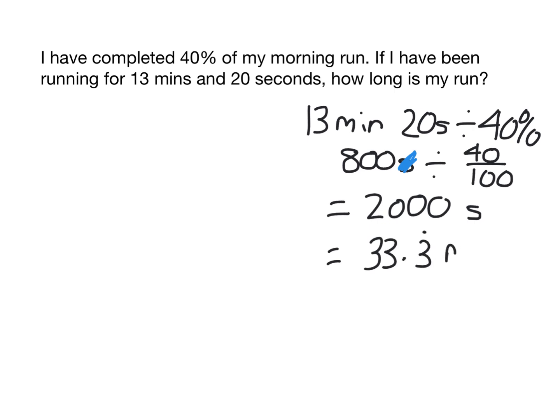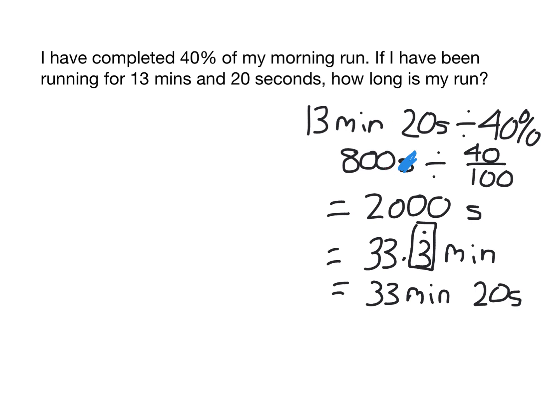33.3 recurring minutes. Of course, 1/3 is 0.3 recurring. 1/3 of a minute is 20 seconds. My total run is 33 minutes and 20 seconds. Why is that? Because that is 2,000 seconds. And if you take 40% of 2,000 seconds, you get 800 seconds, which is 13 minutes and 20 seconds.